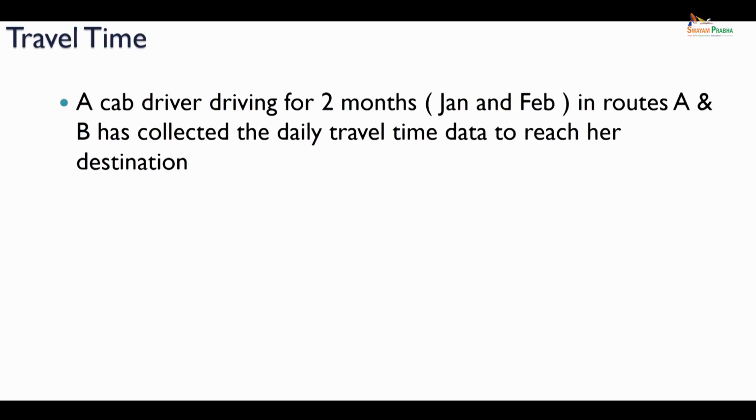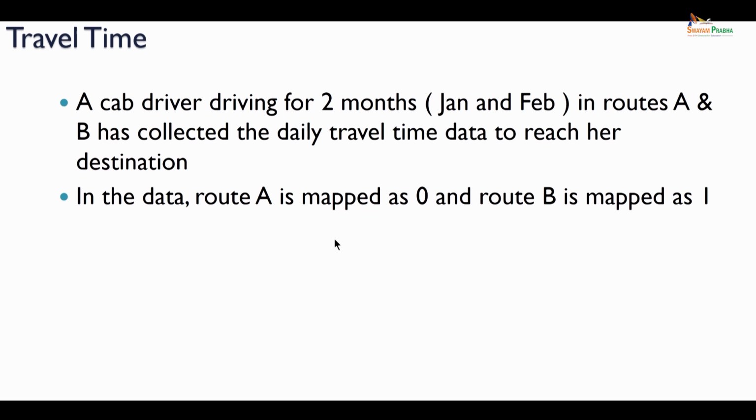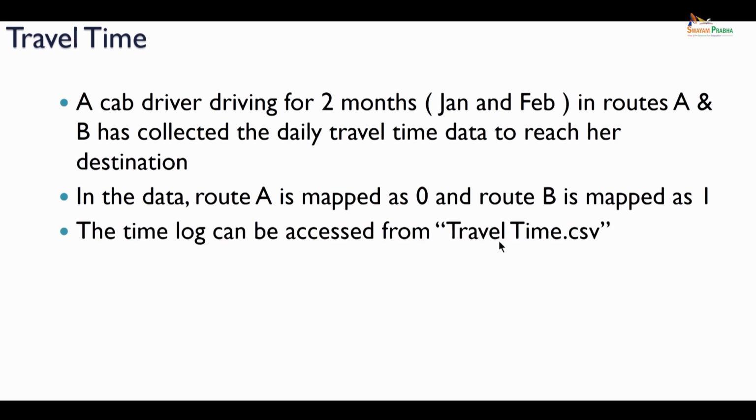Let us look at the problem statement that we have. A cab driver is driving for 2 months, in the months of Jan and Feb, through routes A and B and has collected the daily travel time to reach a destination. In our data, route A is mapped as 0 and route B is mapped as 1. The file that you have been given is called traveltime.csv and it is a comma separated value file.